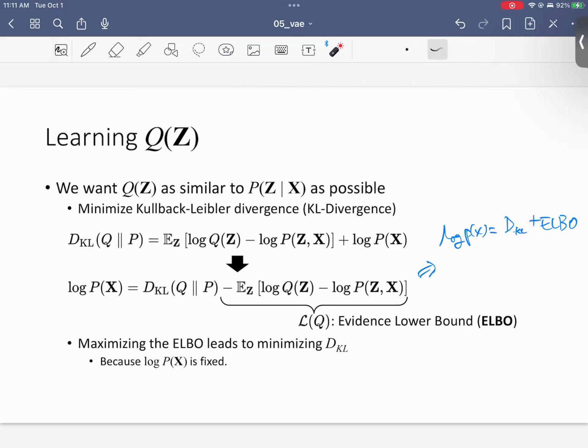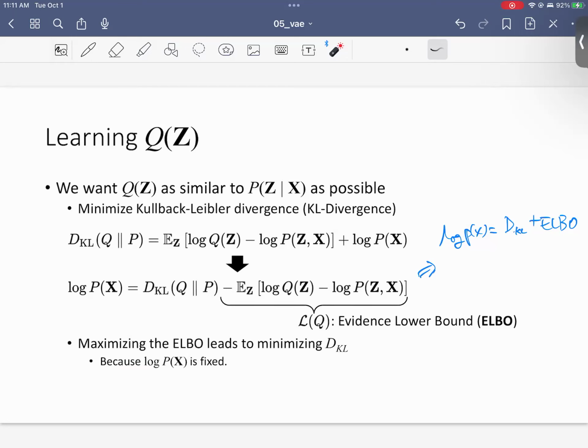Why is that? As it says here, because log p(x) is fixed. Log is just a monotonic increasing operator, and p(x) is your data distribution. If you're thinking about MNIST images, then p(x) is just a distribution of all the MNIST images in the world. So your p(x) is fixed. Your data distribution doesn't change whatever you do with z or the likelihood. It doesn't have anything to do with that. p(x) is just something that exists in the world, and it is fixed.